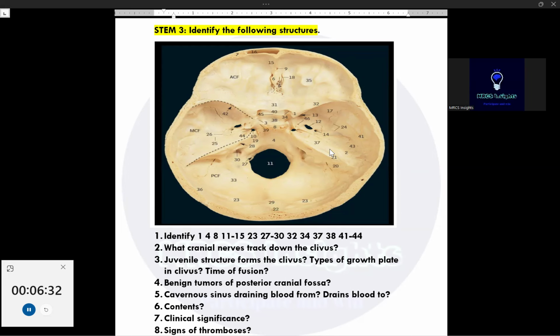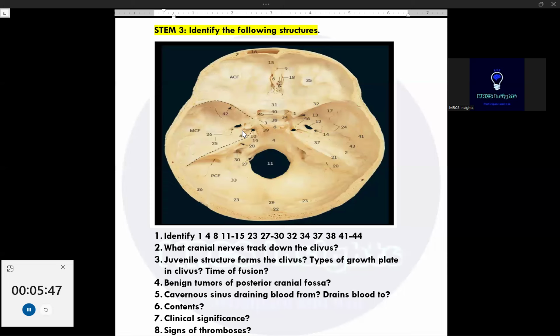And what is number 21? This is the petrous part of the temporal bone. Okay. Excellent. And what is number 28? I pass, ma'am. No problem. This is internal acoustic meatus. As this is the petrous part of the temporal bone, along with this petrous part, here is the opening for the internal acoustic meatus.